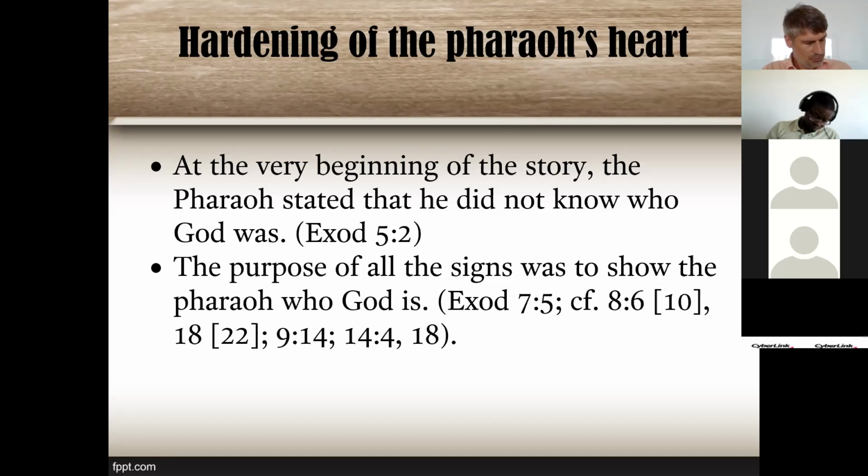Verse 10. Tomorrow, he answered. Moses replied, as you have said, so that you may know there is no one like the Lord our God. So again, the same idea is repeated. Verse 22 of chapter 8: But on that day I will give special treatment to the land of Goshen, where my people are living. No flies will be there. This way you will know that I, the Lord, am in the land, and so on and so forth.